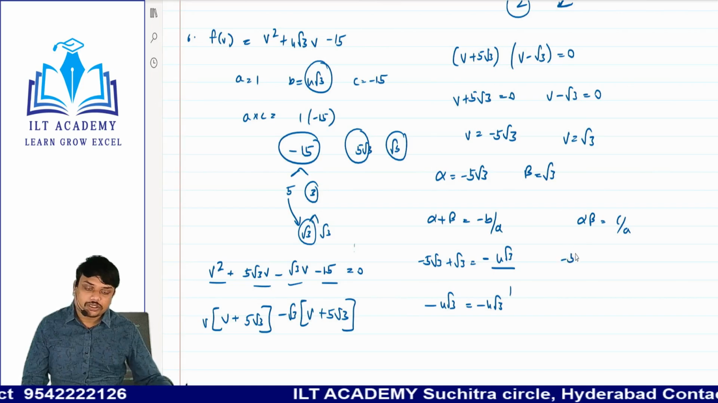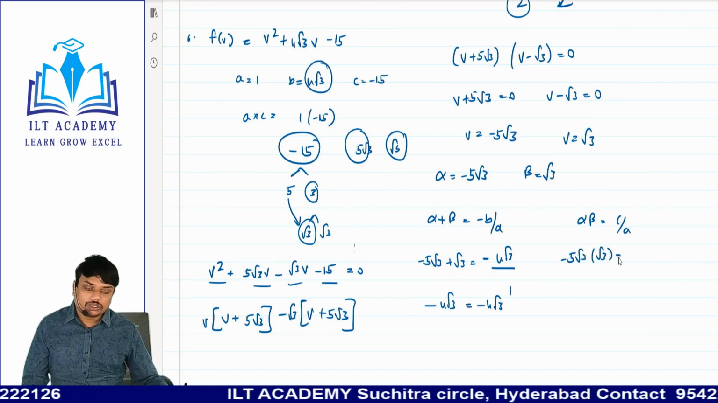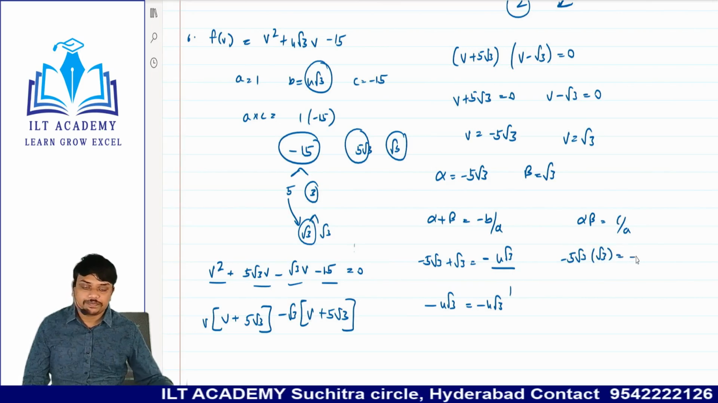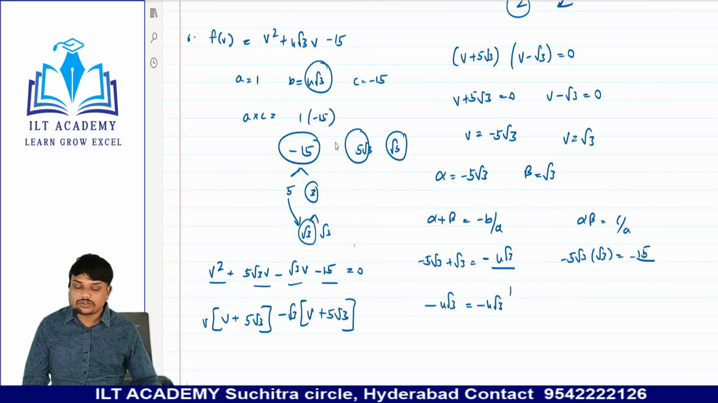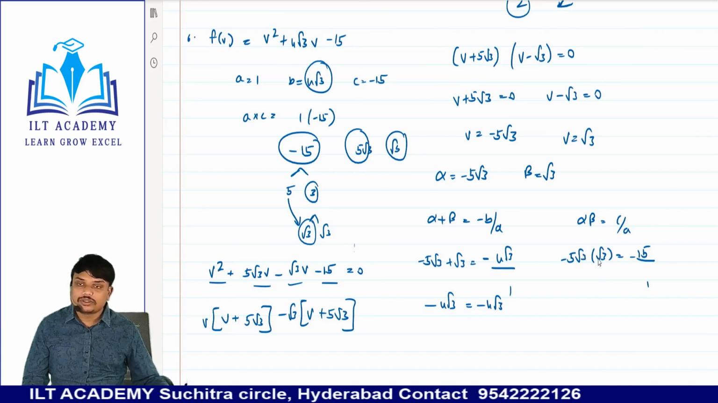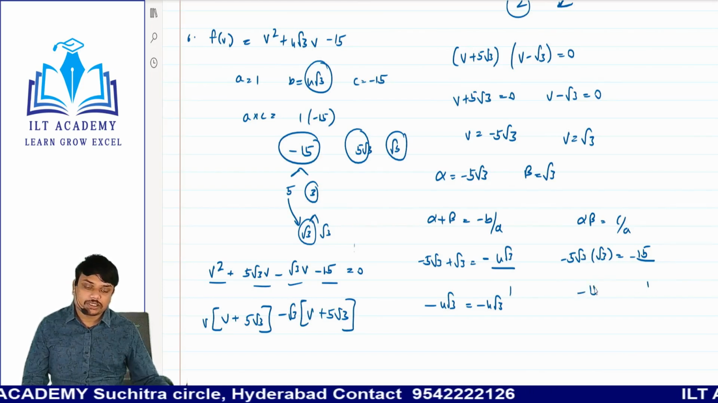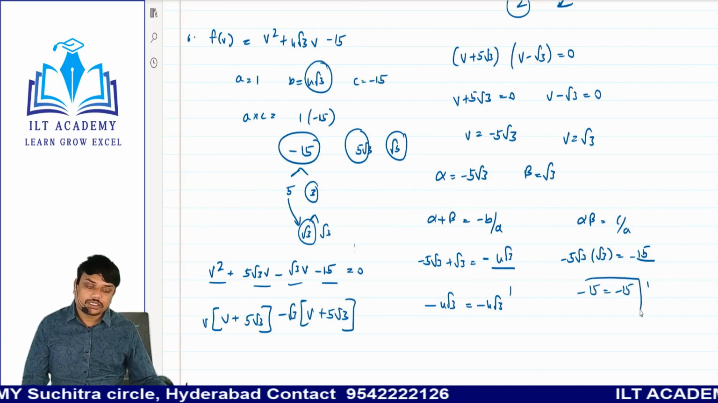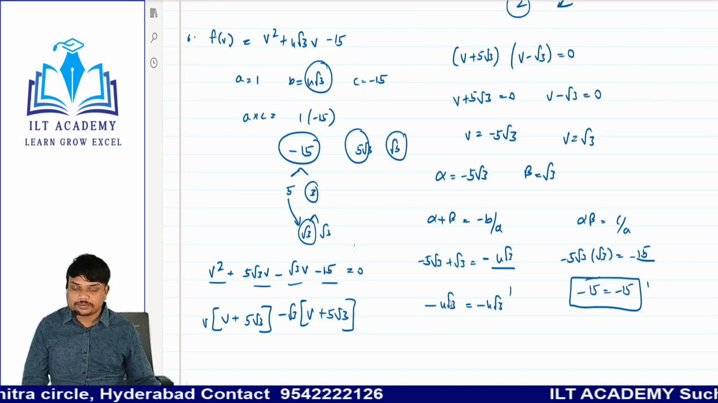Alpha into beta is equal to c by a. So minus 5 root 3 into root 3 is equal to c by a. c is minus 15, a value is 1. So multiply: root 3 into root 3 is 3, 3 into minus 5 is minus 15. That's it, we have done this.